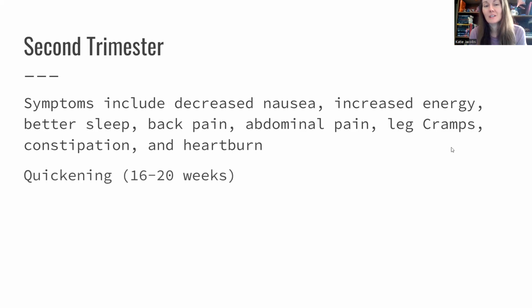This is when you also get to experience quickening. Quickening is when you start feeling the baby move within the womb. And this happens between about 16 and 20 weeks. When you feel the baby move depends on a few things. It depends on how thick your uterus is. It also depends on if you've had a baby before.